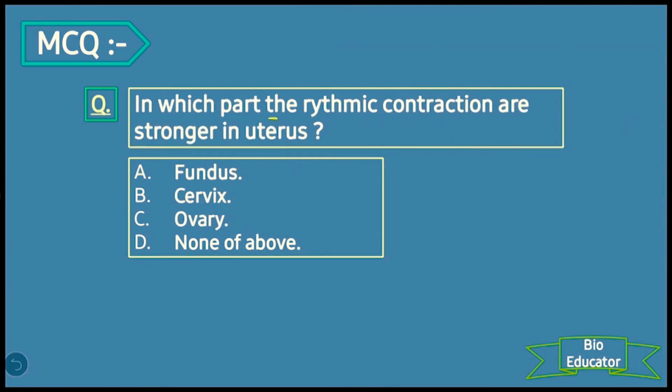Number 5. In which part are the rhythmic contractions stronger in the uterus? We know that the rhythmic contractions are stronger in the upper part of the uterus than the lower. So the upper part of the uterus is the fundus. So A is the right answer.